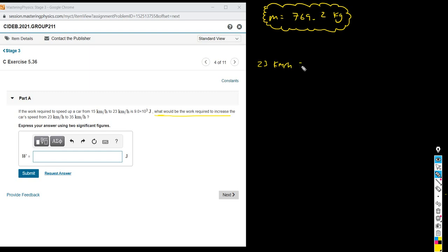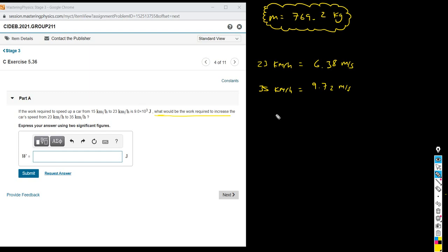Basically, you're gonna put these two velocities, this initial and final velocity, and transform them into meters per second. You're gonna get 6.38, just as before, right? Because it's the same as in here. And now 35 is gonna be 9.72 meters per second.